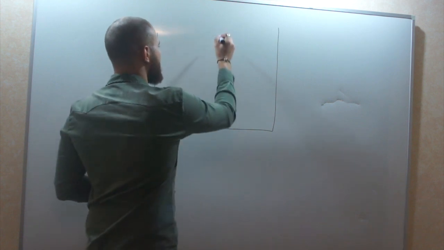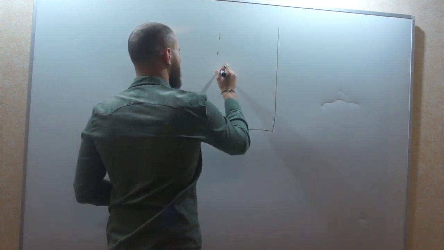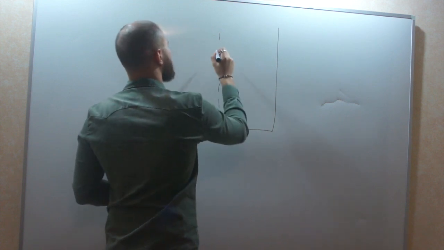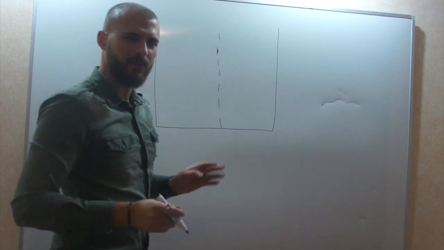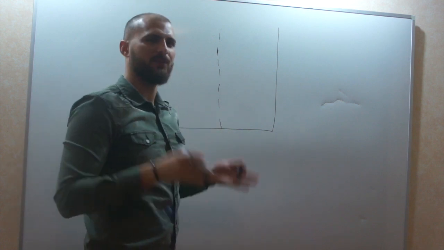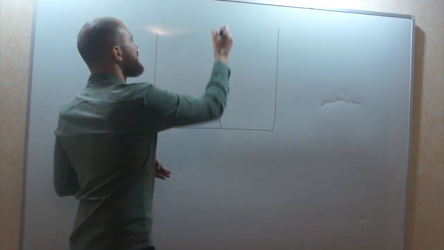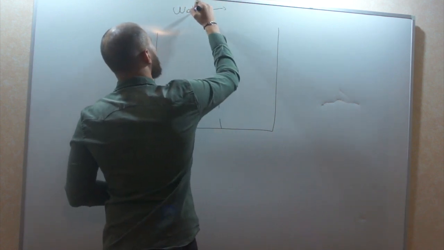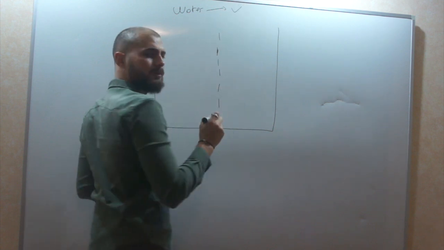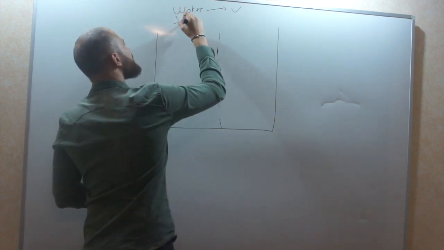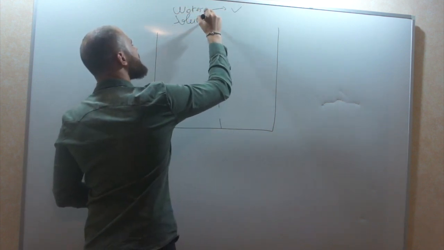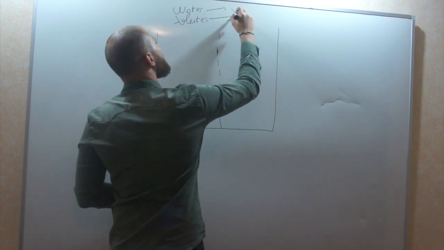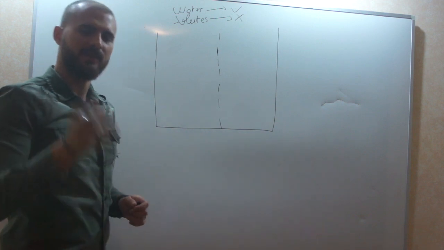So you have, this time, a semi-permeable membrane. I'm doing it better this time. This semi-permeable membrane, why is it semi-permeable? Because water can go through, but solutes like sodium, chloride, etc., proteins if you want, they can't go through. So it's semi-permeable.